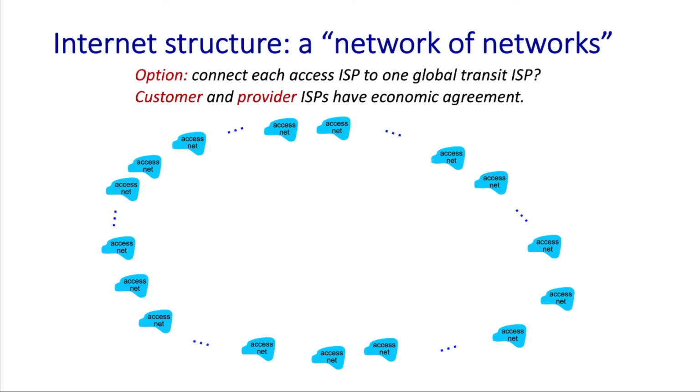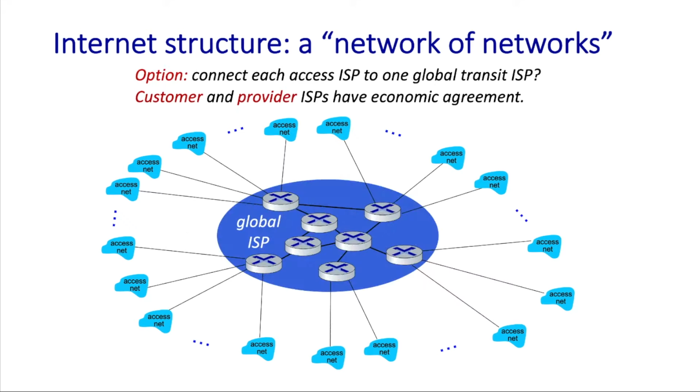So given the millions of access ISPs, we might create one global transit ISP. Each ISP at the edge would then connect to the global transit network, a backbone network if you will, and one access ISP would reach another access ISP through this backbone network. And in the early days of computer networking, this was indeed how edge networks were interconnected to each other.